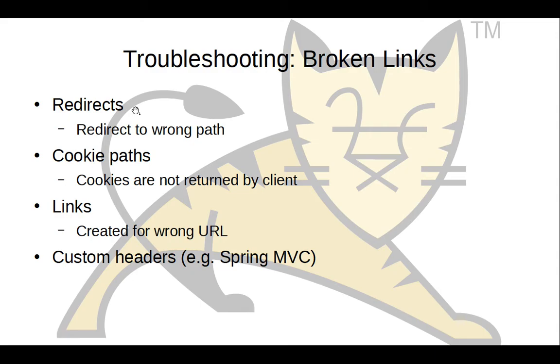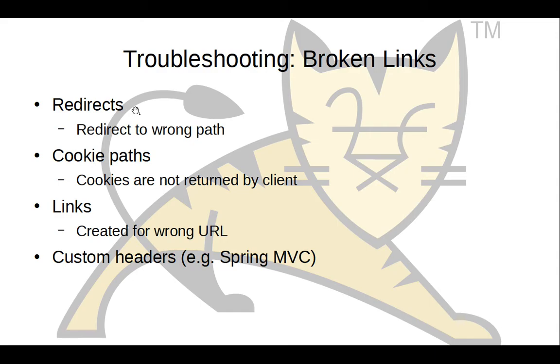I've also seen some frameworks like Spring MVC with custom headers that involve the context path as well. So lots of places where changing the context path can cause problems. So how do you fix these various problems? Well, don't do it in the first place is the simple solution.